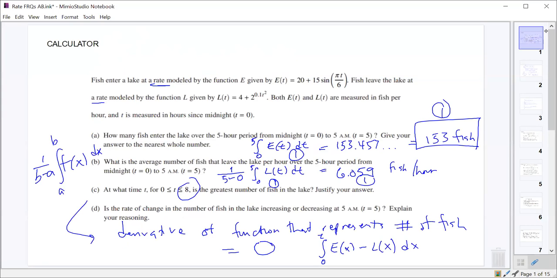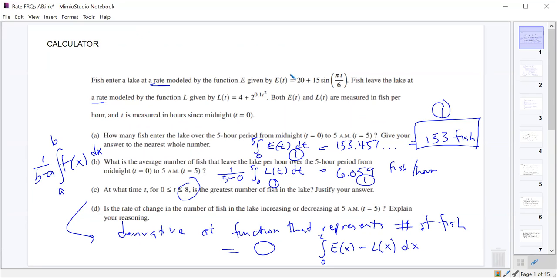Was there a part D? I think there was a part D, right? Is the rate of change in the number of fish in the lake increasing, or is it decreasing at 5? Okay. So we want to know if the rate of change is increasing or decreasing. So what's the rate of change of the number of fish in the lake? Anybody?